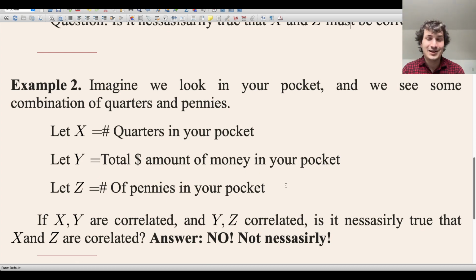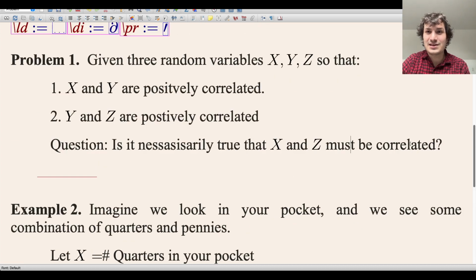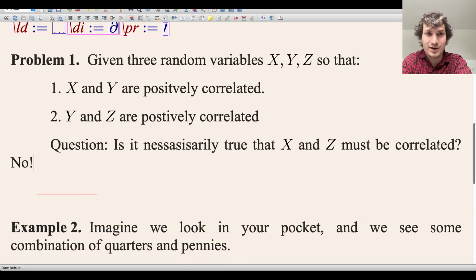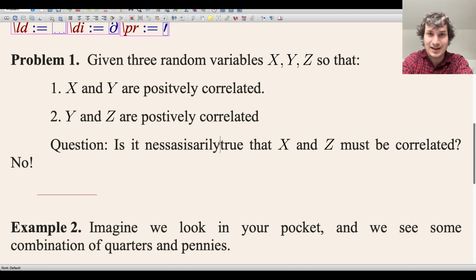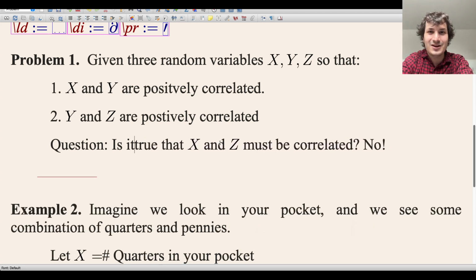Here is a follow-up question. I've done an example where X and Z are positively correlated. That's kind of the routine way of thinking. I've done an example where they're completely independent. Could they be negatively correlated? So follow-up question, is it necessarily true that they're correlated? We saw that the answer was no. Is it true that X and Z are correlated?